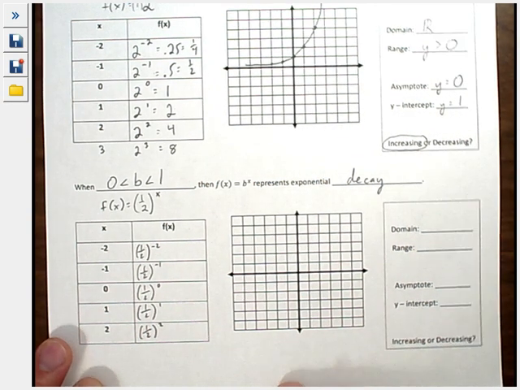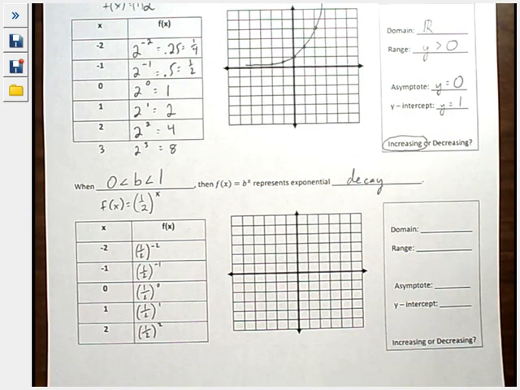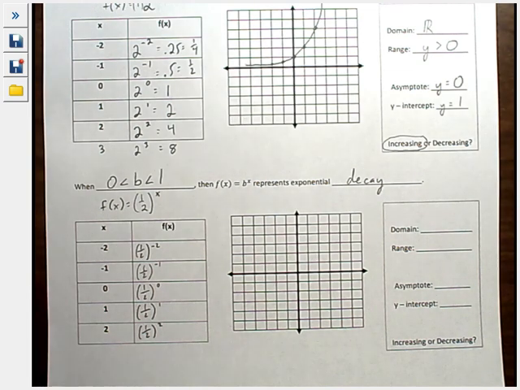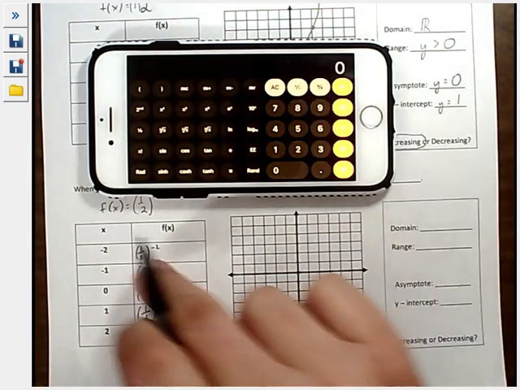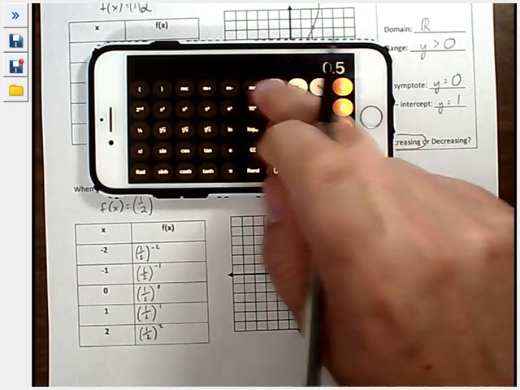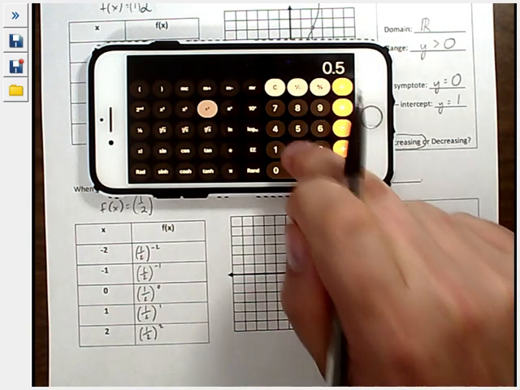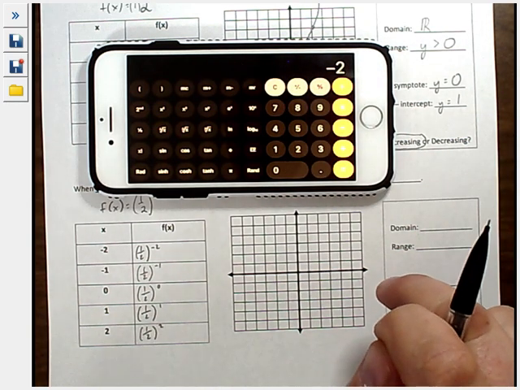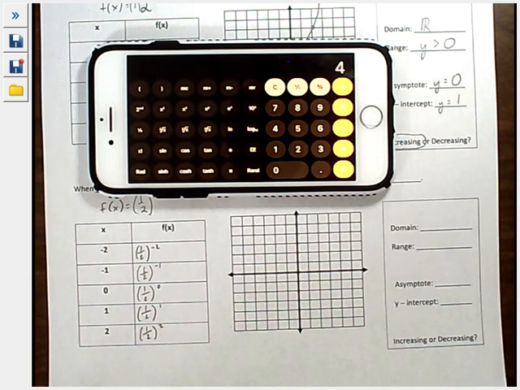Okay. Now you can put these into your calculator if it's a number that can be represented as a fraction, or you're familiar with how to do that. In this case, we can do 0.5. Okay, I can take 1/2, I can take 0.5, and I can raise it to the -2 power. And I'm going to get 4.